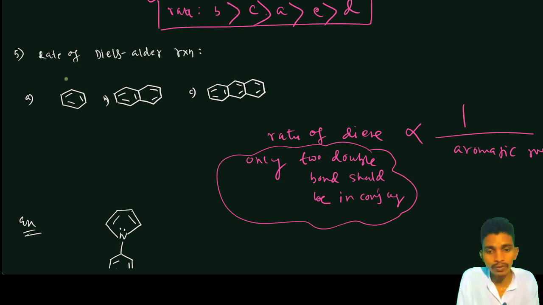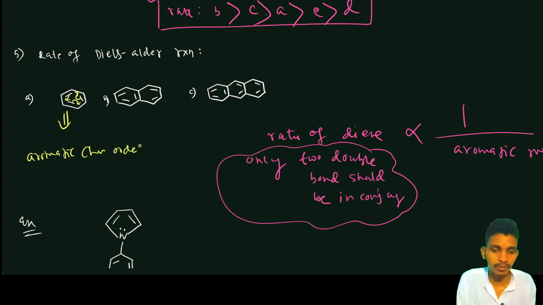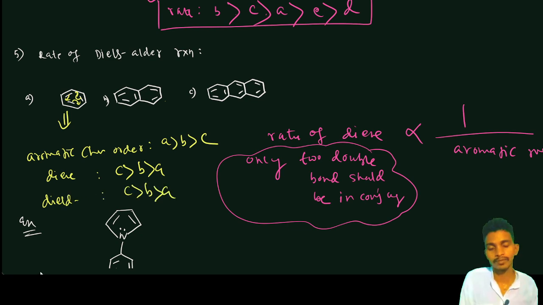But due to the aromaticity, all three bonds are in conjugation. It means that the two double bonds are not getting separated. They are all in conjugation. So the availability of the diene is very low because the conjugation is happening. But as soon as you decrease the aromatic character, the conjugation decreases. This means that the availability of two double bonds increases. So if I say the aromatic character order is first A, then B, then C, then the diene reactivity will be C, then B, then A. It means that the Diels Alder reaction order will also be C, then B, then A. Okay.